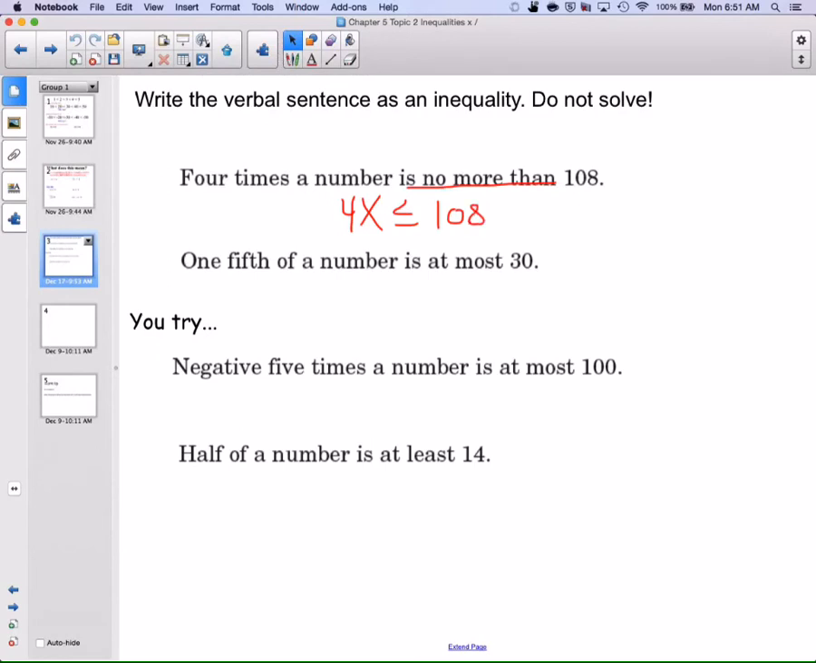Okay. Next one, 1/5 of some number, 1/5 times x, of typically means multiply, is at most 30, meaning it can't be more than that, it could be less, so it looks like we're at another less than or equal to situation. So it looks like if we were to see the word at least, we would probably have it the other way around. Alright, so you could pause the video and try the Try It here, and then that will be it.